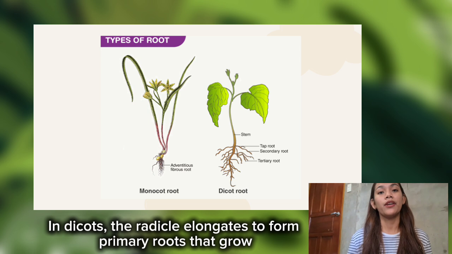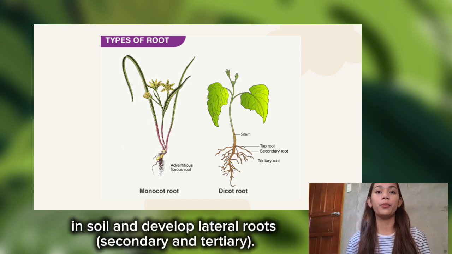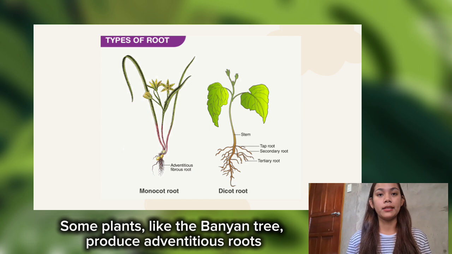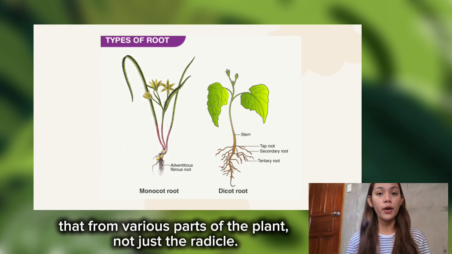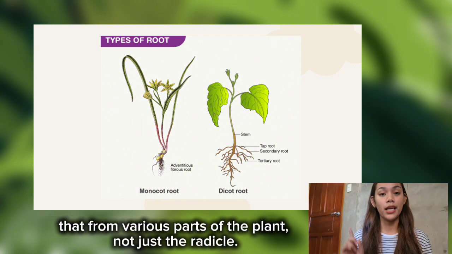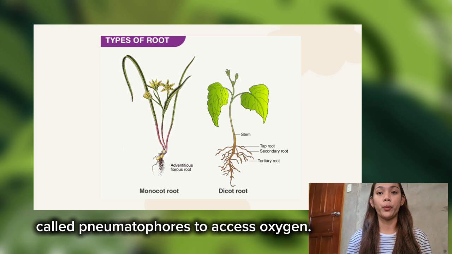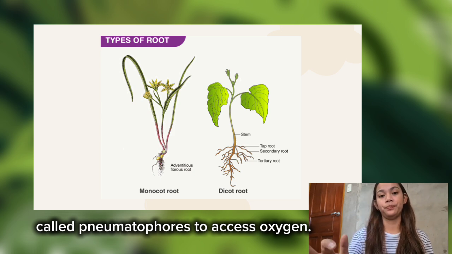In dicots, the radicle elongates to form primary roots that grow in soil and develop lateral roots. Monocots tend to have many short-lived roots instead of a single primary root. Some plants, like the banyan tree, produce adventitious roots that form from various parts of the plant, not just the radicle. Plants in swampy areas may have upward growing roots, called pneumatophores, to access oxygen.